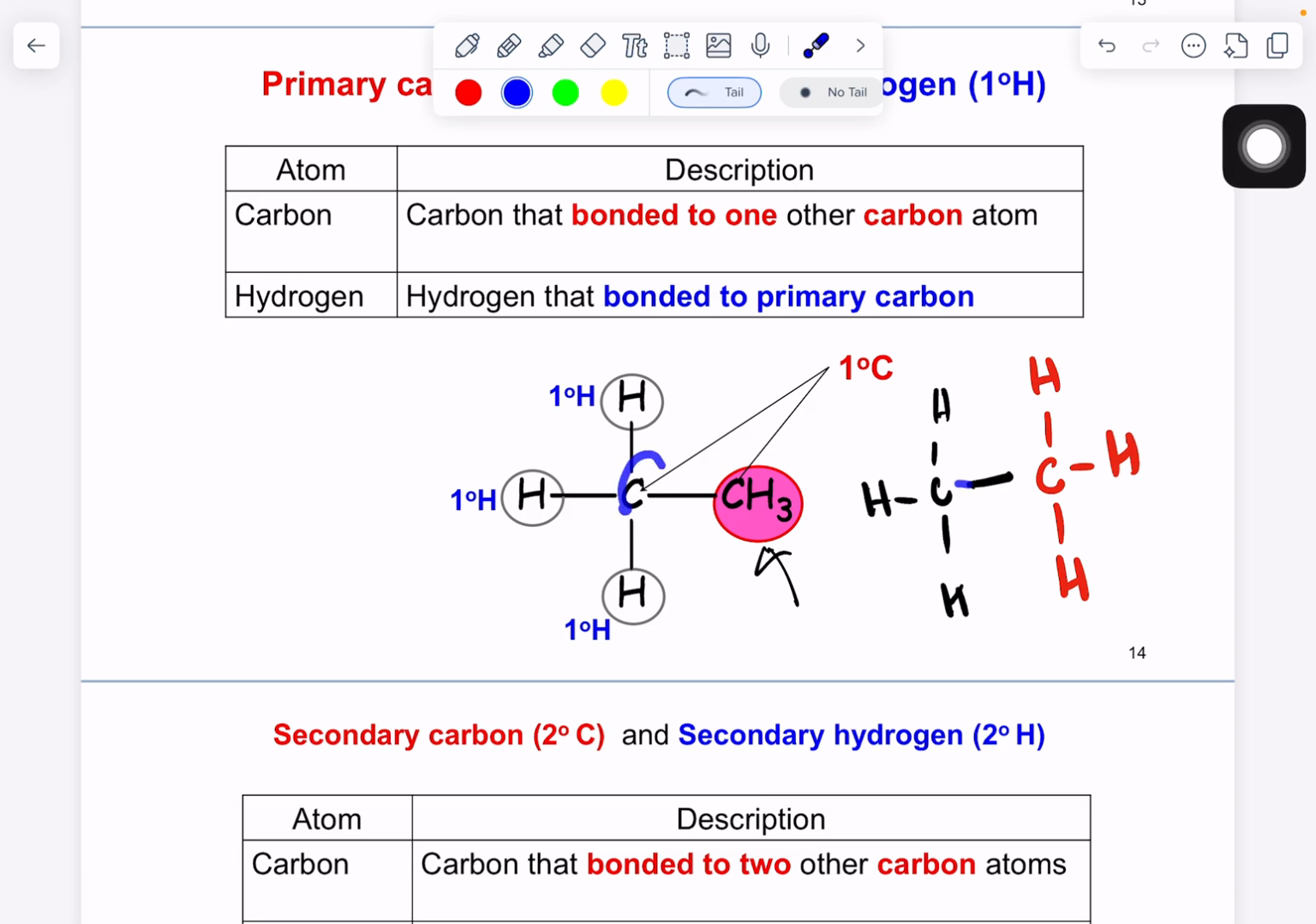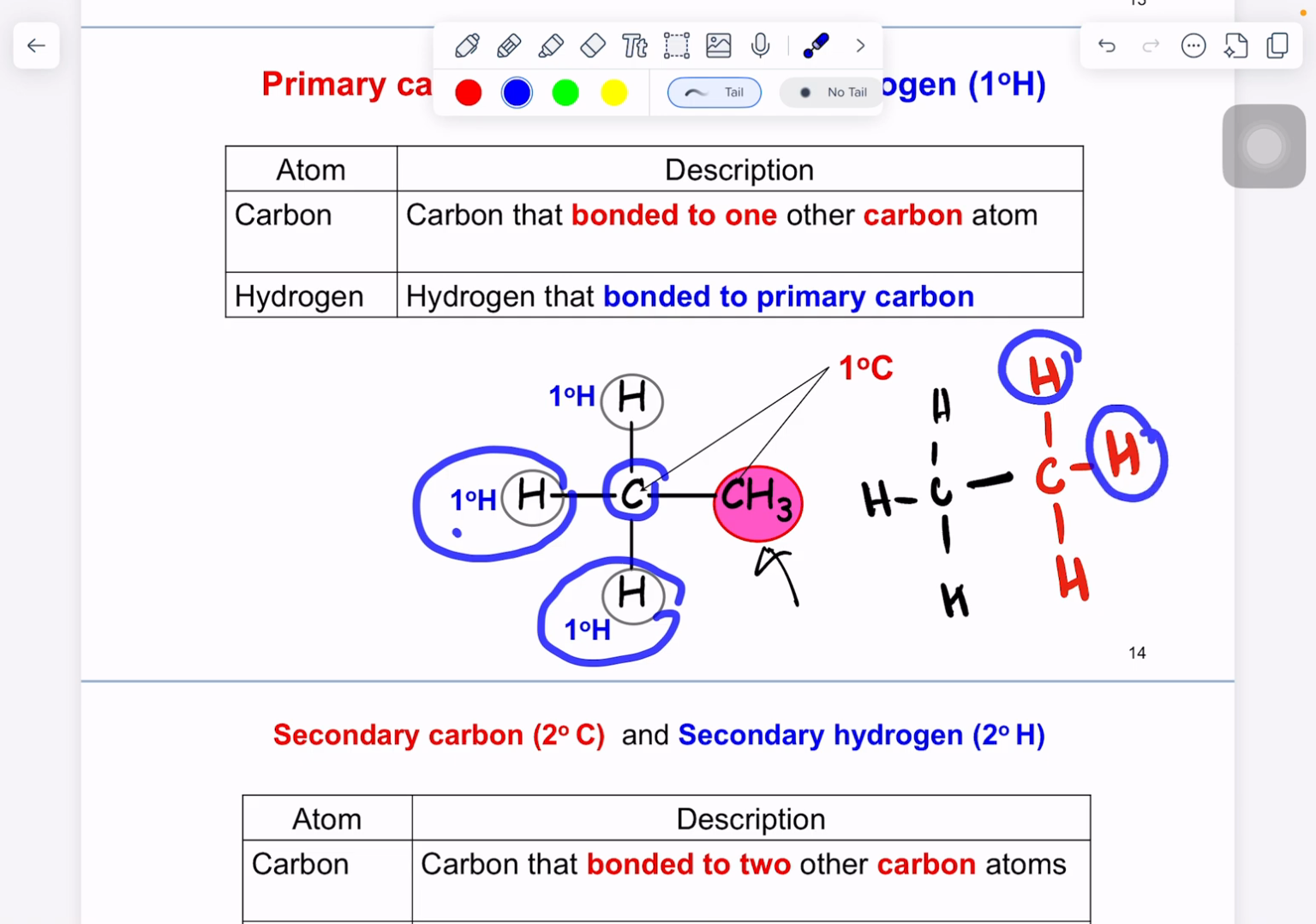Since this carbon is a primary carbon, automatically the hydrogen bonded to the primary carbon, kita classify dia sebagai primary hydrogen. So this one also is a primary carbon, so we classify the hydrogen as a primary hydrogen. This one is primary hydrogen. So the same goes with the three hydrogens.